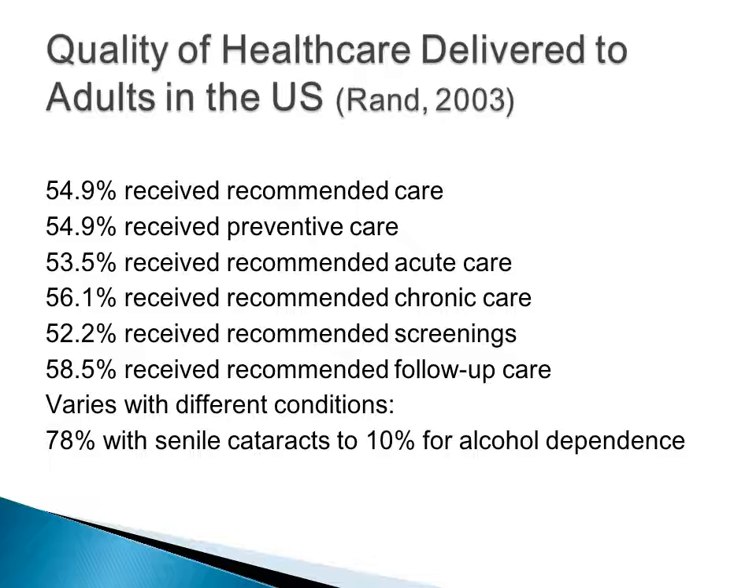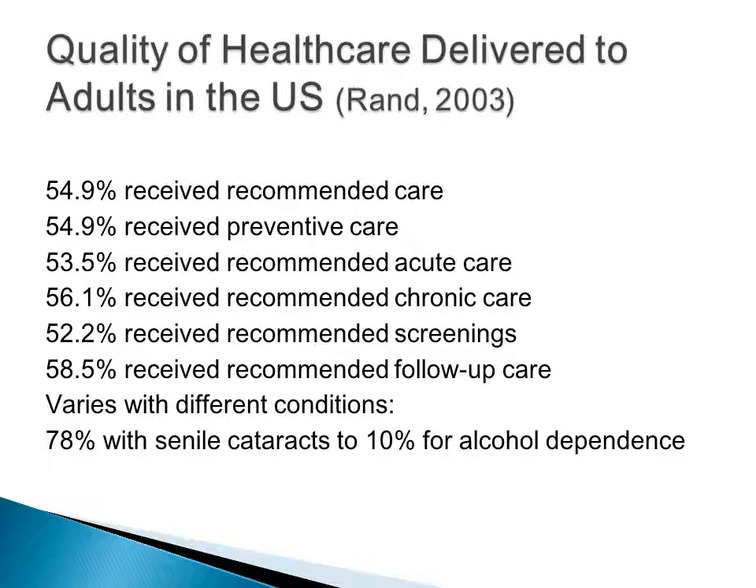This is just over half receiving recommended things. 56% received recommended chronic care. 52% received recommended screening. Under 60% received recommended follow-up care. And there was significant variation on the conditions. For example, 78% of people with senile cataracts actually had good care, compared to 10% of people with alcohol dependence who met quality standards.